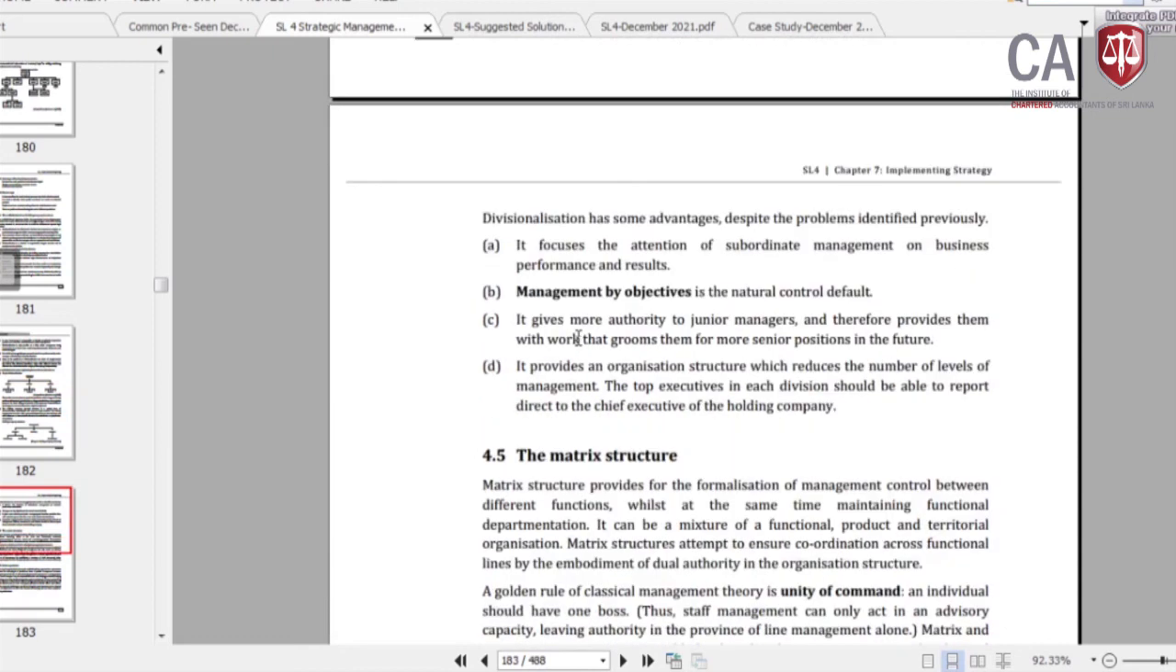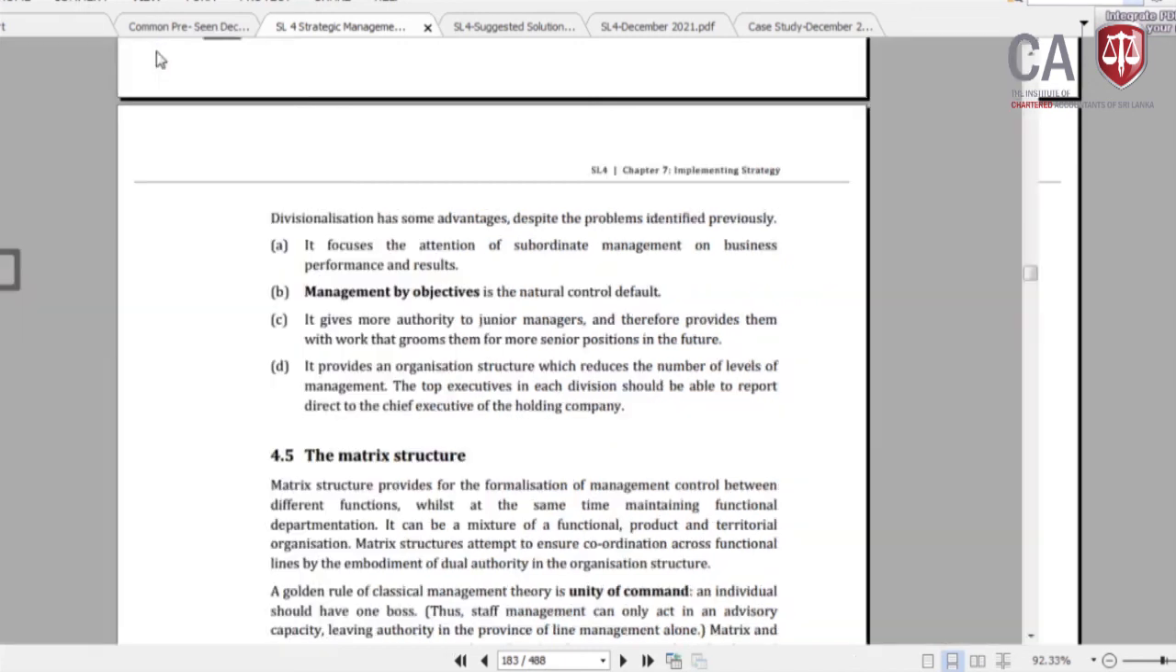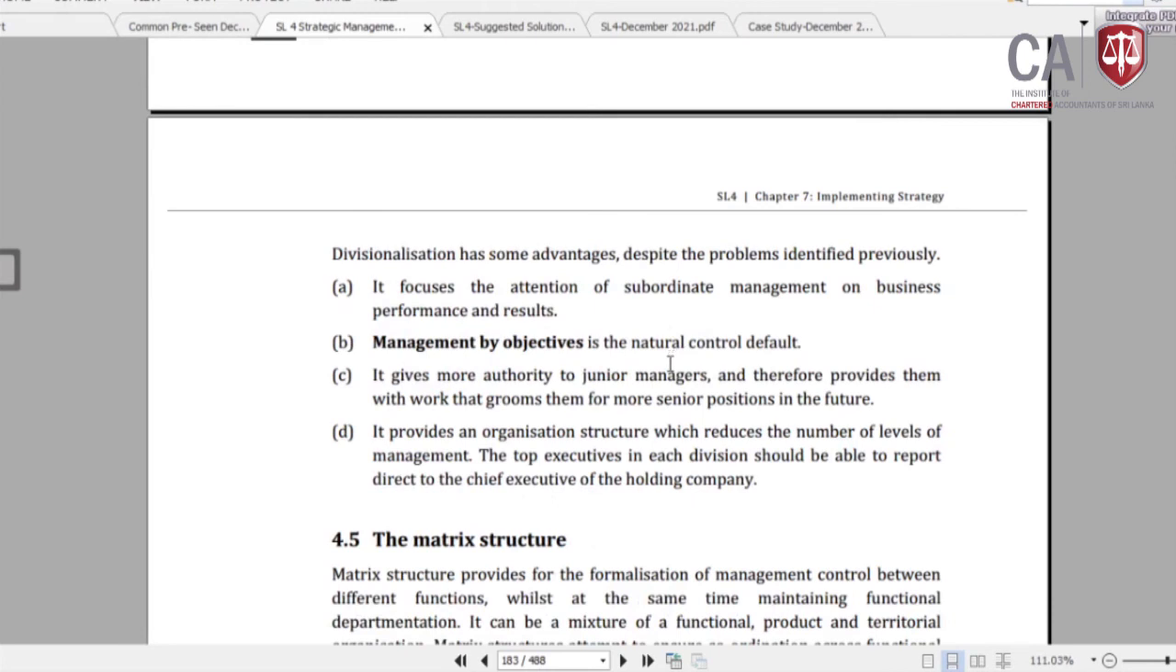Here, see, there are 4 points given. Divisionalization has some advantages, despite the problems identified previously. So, what are the advantages of divisionalization? A, it focuses the attention of subordinate management on business performance and results. It tries to focus on individual business performance separately.